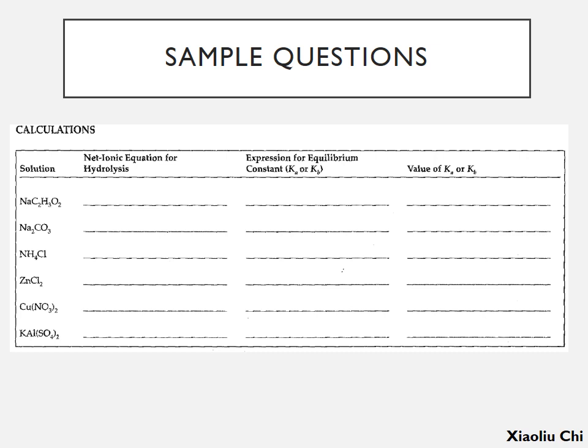This is one of the tables you need to finish and turn in with your report. And here shows the list of salts that you are going to measure. And this asks you the net ionic equation for hydrolysis. So again, the first question you ask is what acid and base does this salt come from?